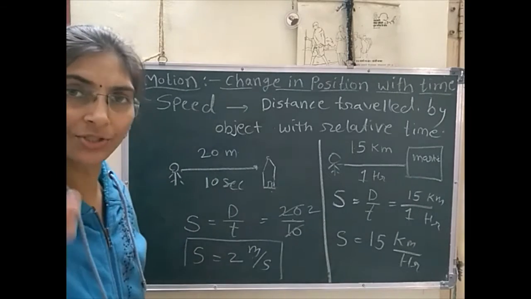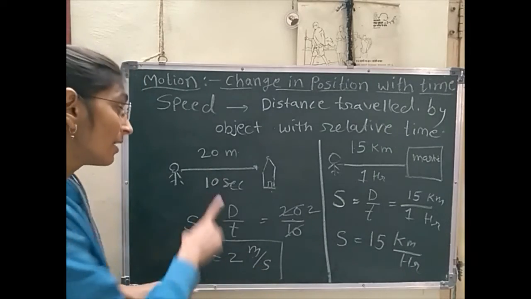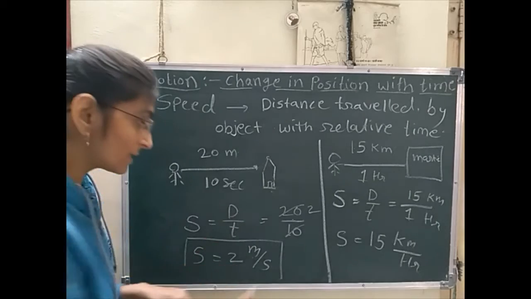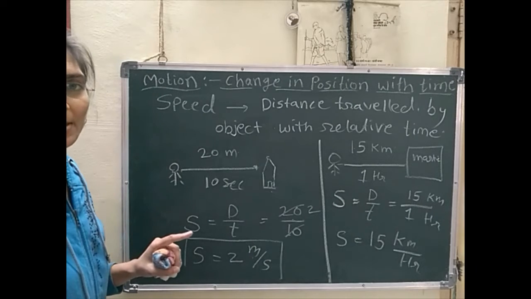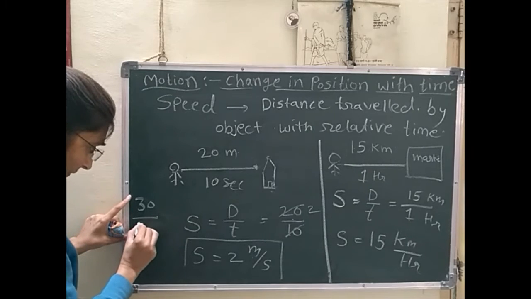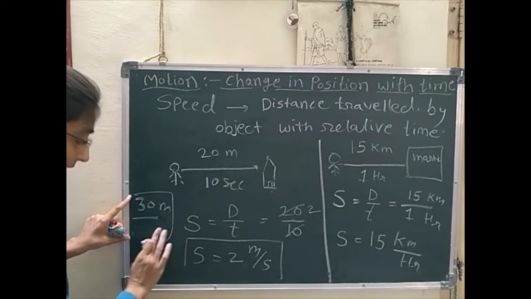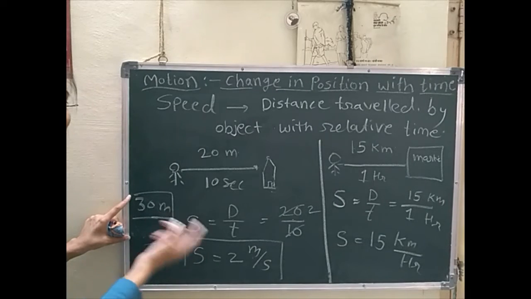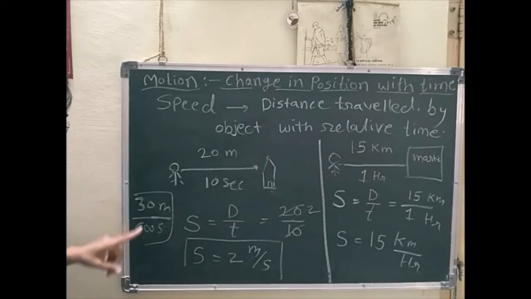So we should convert this. If minutes are present here, we should not solve directly. At first we should convert into seconds, then we can write the standard unit meter per second. If in our previous example I had given 30 meters and here 10 minutes, it would not be possible to solve. We have to first convert it into seconds. So how many seconds will be here? 10 minutes, 10 multiplied by 60, so 600 seconds. Then we have to calculate.